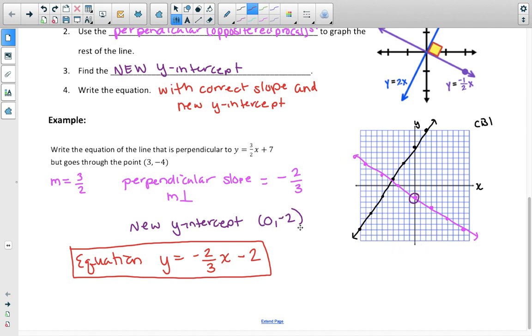So this, again, is how we can do it with graphing, if you can easily find your new y-intercept. If your new y-intercept is not easily discernible, you can do it algebraically, and that's in another video.